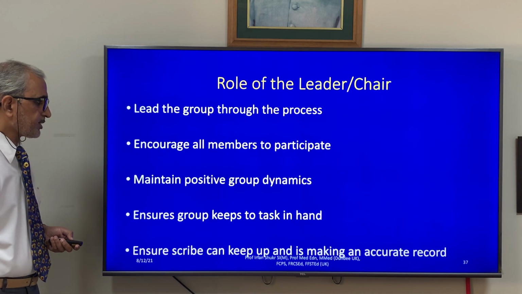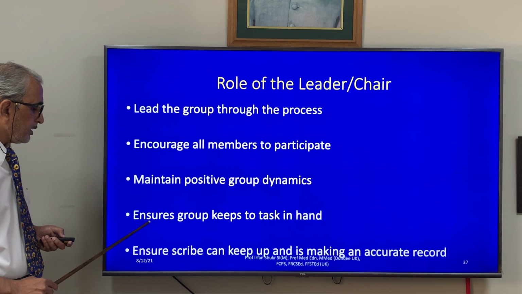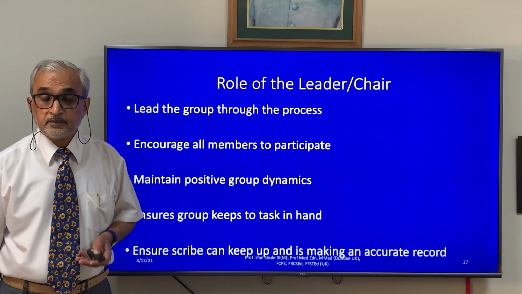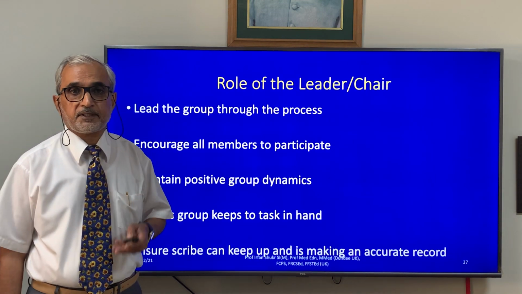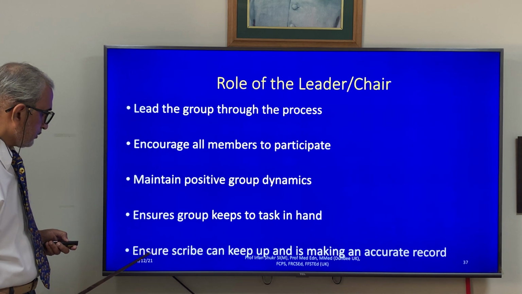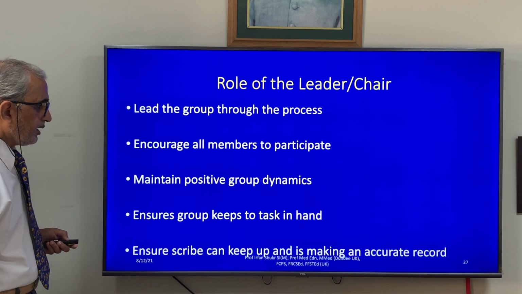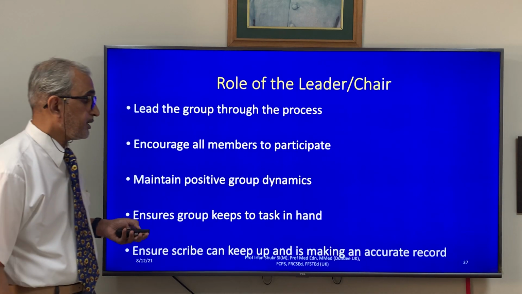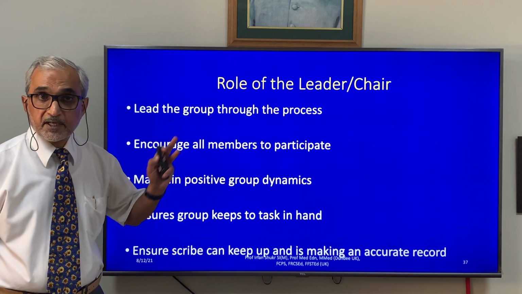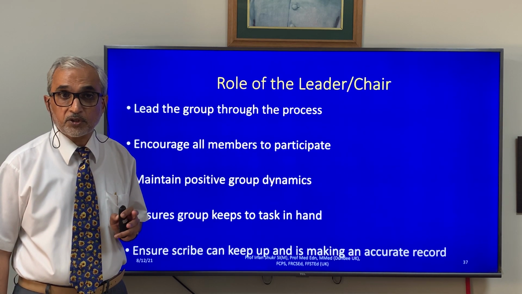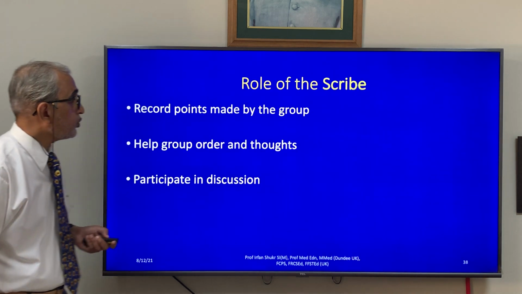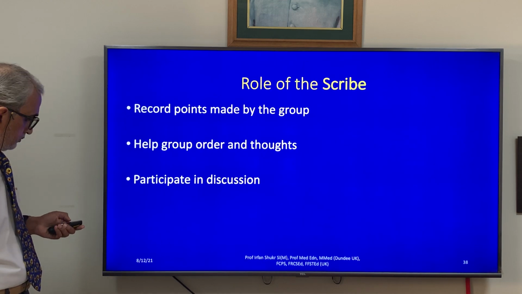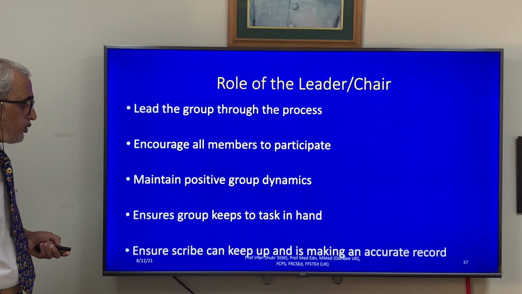Maintain positive group dynamics. Ensure the group keeps to the task at hand and remains focused on the task. Ensure the scribe can keep up and is making an accurate record. So it is the role of the leader to keep an eye on the scribe, who is keeping the record accurately. Not only that, he has to keep an eye on the timekeeper also, that he is also recording it accurately.